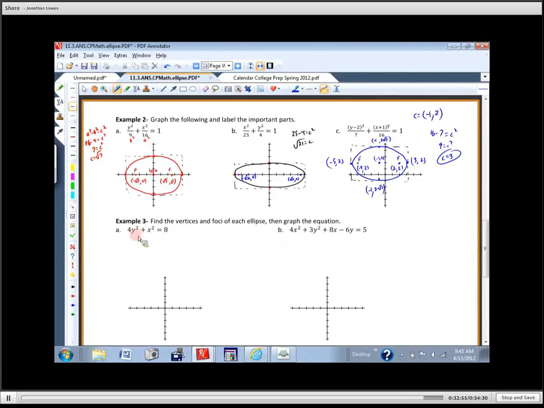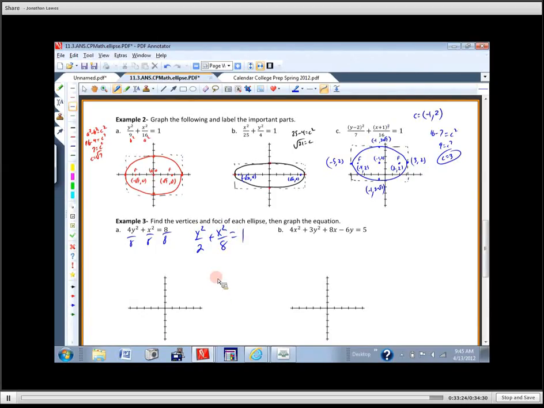This one's pretty easy. Is this in a nice graph-friendly form? It's not, because that has to be a 1. We've got to have a perfect square with y and a number underneath, a perfect square with x and a number underneath, and this has to be a 1. How do I make that a 1? Divide by 8. So this is going to be y squared over 2 plus x squared over 8 equals 1.